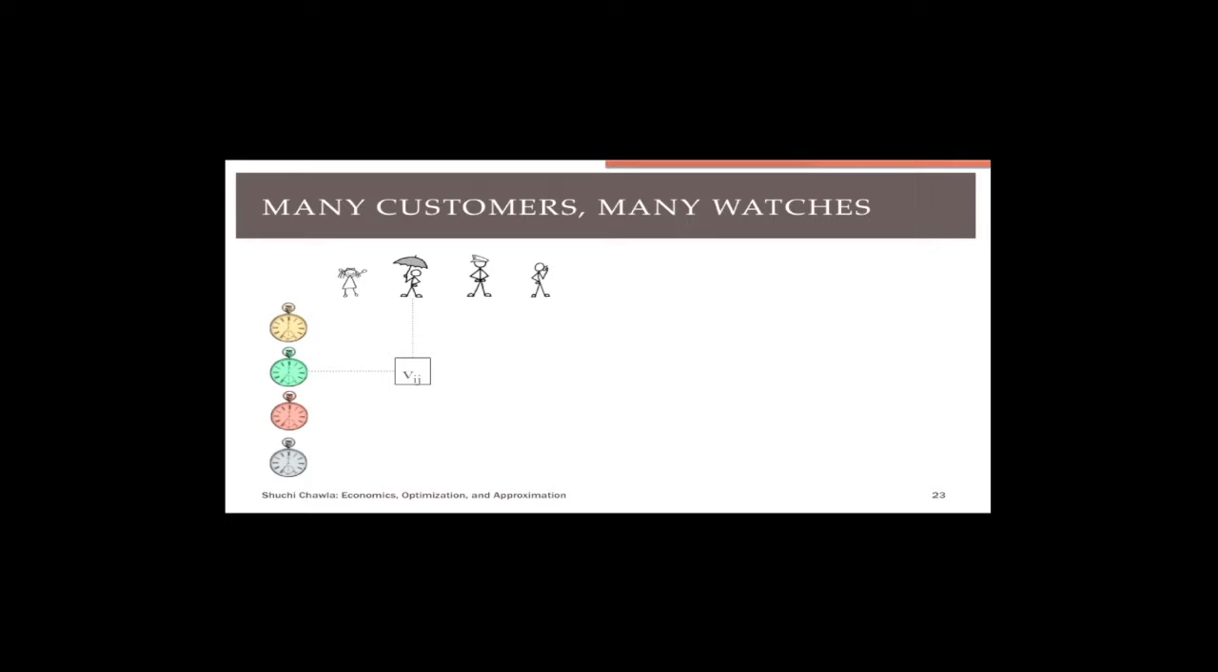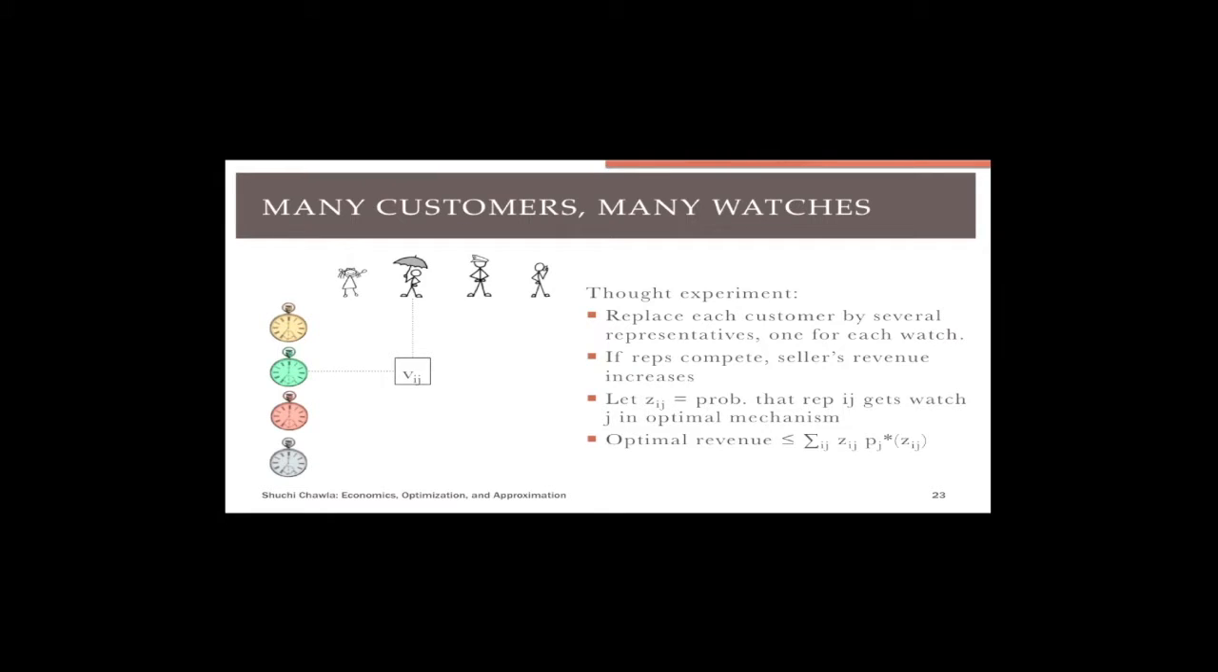Okay, so I described to you the special case where you have many consumers and one watch to sell, or one consumer and many watches to sell. And now I want to convince you that pretty much the same approach can be applied when you have many consumers and many watches to sell. Once again, the key is this thought experiment where we replace every consumer by his representatives that are each interested in just one of the watches. And then if we allow them to compete and look at what the sale probabilities and the optimal solution look like, that gives us a bound on how much revenue the overall best mechanism can get from the setting.